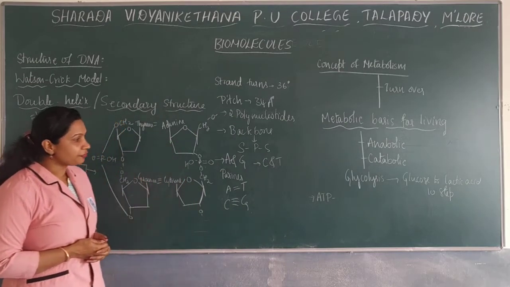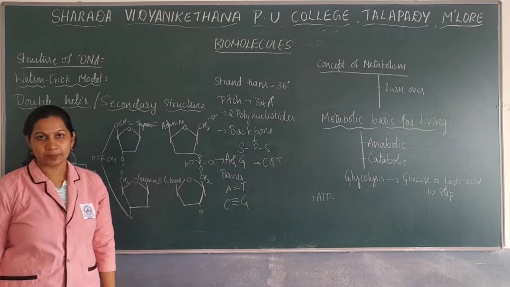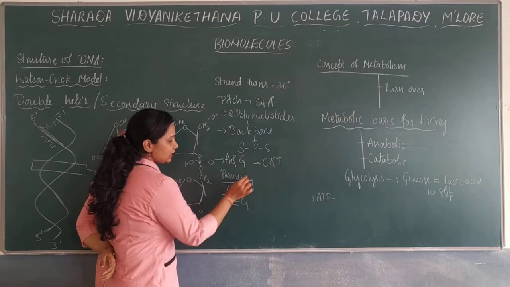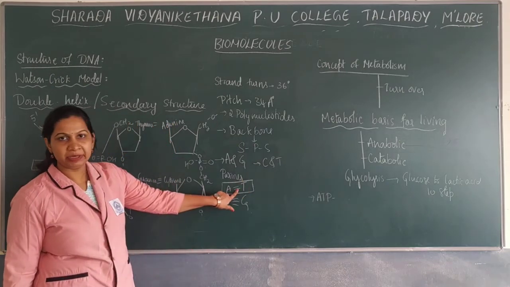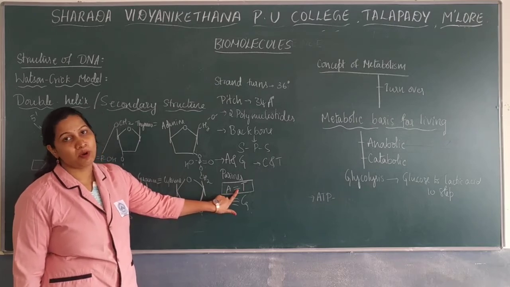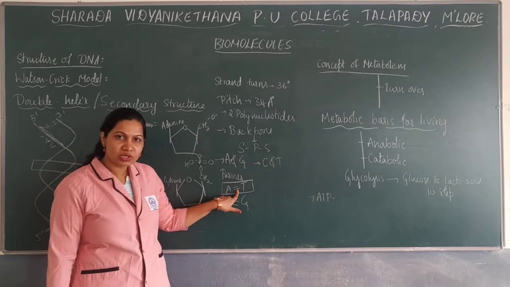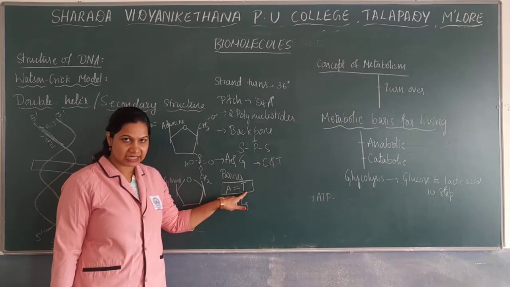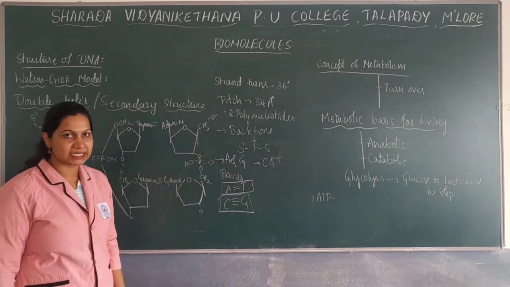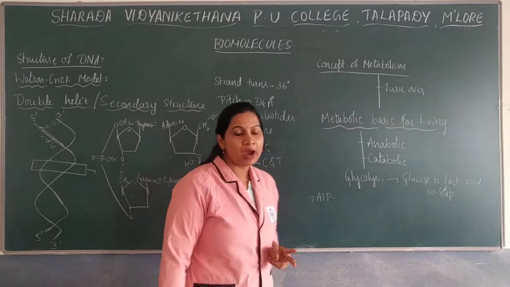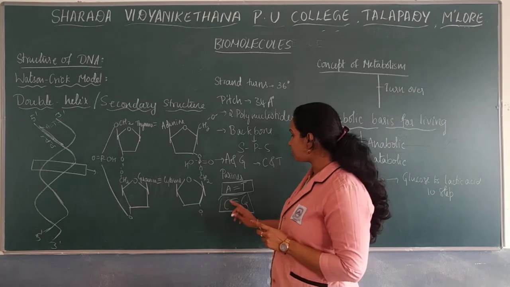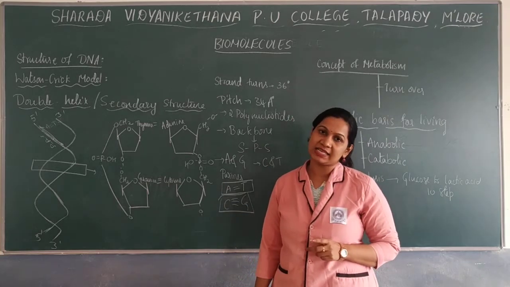Here you can see between adenine and thymine there are two lines. This represents the presence of two bonds. There are 2 hydrogen bonds between adenine and thymine, and there are 3 hydrogen bonds between cytosine and guanine.